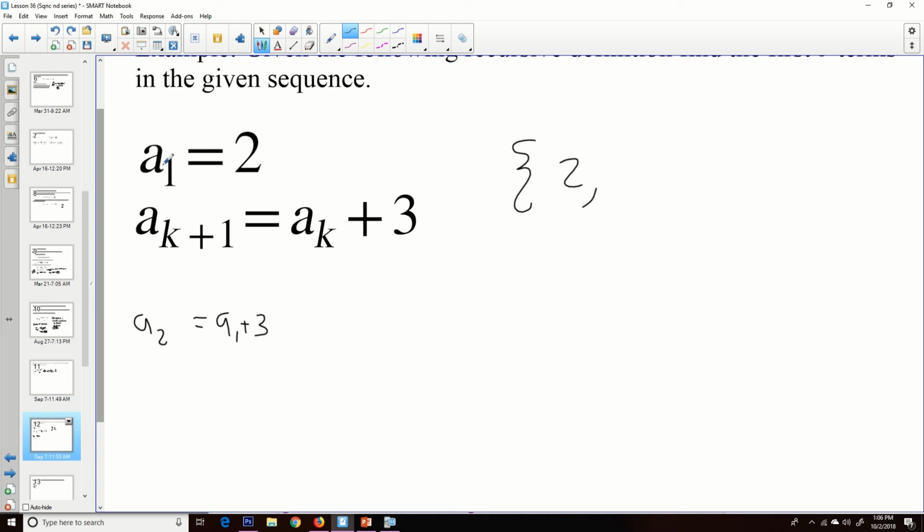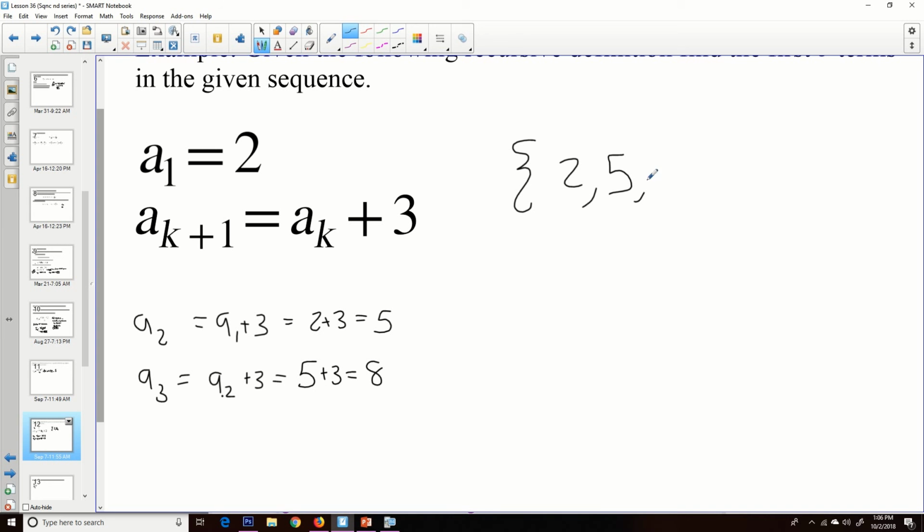Now a sub 1 we just defined to be 2. So we have 2 plus 3. It gives me 5. My next term is 5. If I want to find the third term, a sub 3, well, a sub 3 is in the k plus 1 value. So if k plus 1 is 3, then k is just 2. I want to add 3 to that. Now, we already found that a sub 2 is 5, so I'm going to put a 5 there, plus 3, that's going to give me 8.